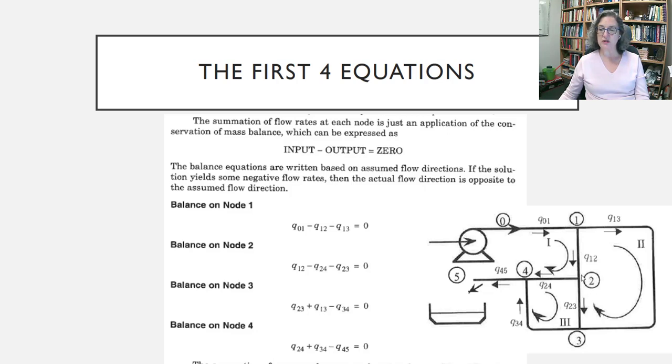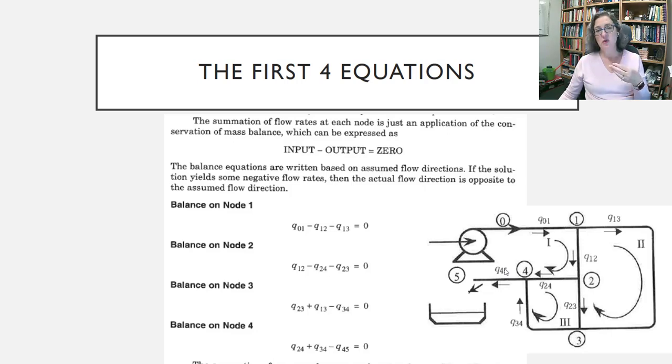So here I've got 1, 2 coming in, 2, 4, and 2, 3 coming out. At node 3, which is down here, I have 2, 3 coming in, I have 1, 3 coming in, and I have 3, 4 coming out. And on node 4, I have 2, 4, and 3, 4 coming in, and 4, 5 coming out. All right, so that's my first 4 equations. But I have 1, 2, 3, 4, 5, 6, 7 unknowns, so I need 3 more equations.